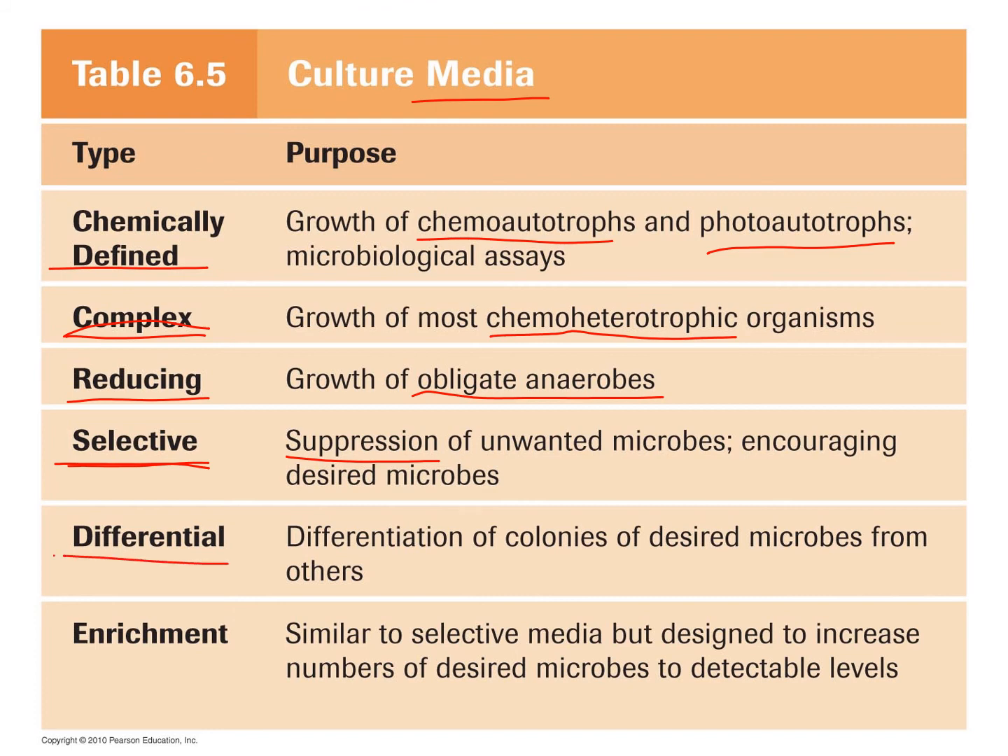Differential media has different compounds in it that will change color depending on the type of microbe that is grown. So this allows you to tell the difference between different types of microbes. And the last type of media is called enrichment media. This is media that has extra growth factors, trace elements, and extra nutrients that are a little unusual. It is usually used to grow fastidious bacteria, which is the name we give to bacteria that have very particular nutritional requirements. So often they're very difficult to grow.